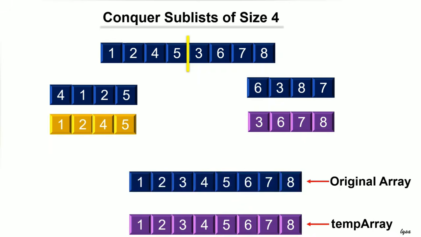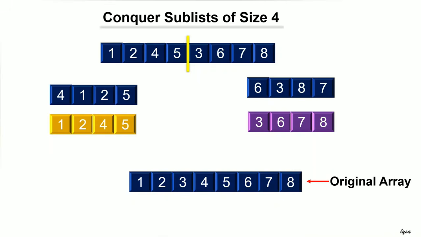Now the original array becomes 1, 2, 3, 4, 5, 6, 7, 8, when we rewrite the temporary array into the original array. To conclude, we have seen how mergesort is performed. We have also seen how the recursion actually takes place.